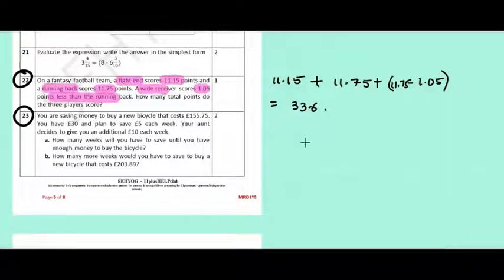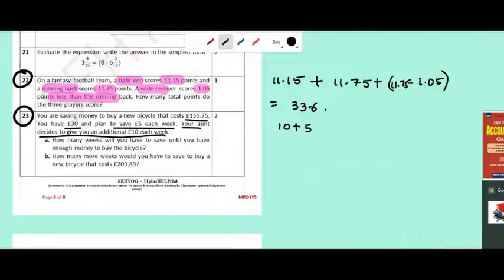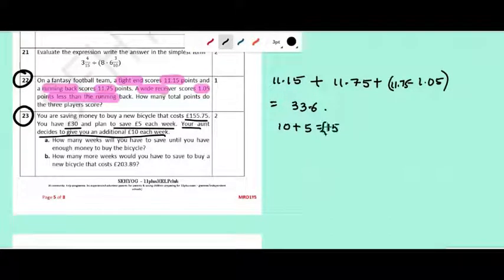For number 23, you are saving money to buy a new cycle that costs 155.75 pounds. So cost of the cycle is given. You have 30 pounds and plan to save 5 pounds each week. Your aunt decides to give you an additional 10 pounds each week. So each week you are getting 10 pounds plus 5 pounds, that is 15 pounds each week.